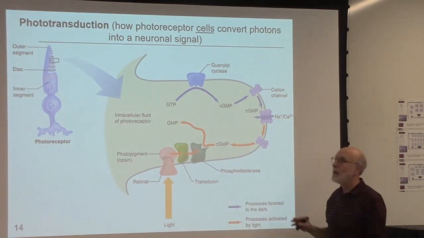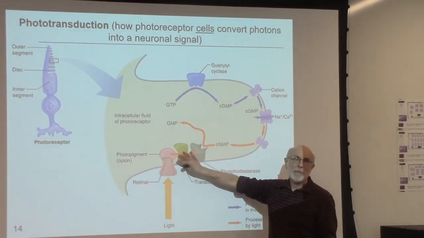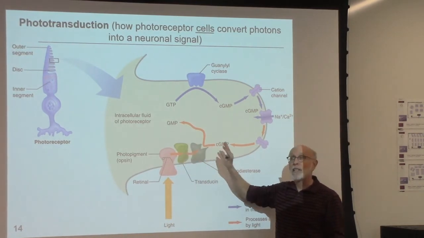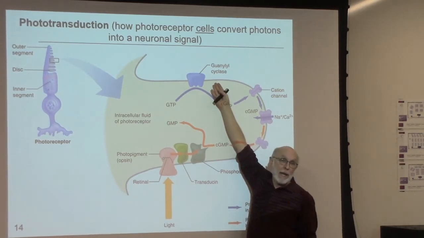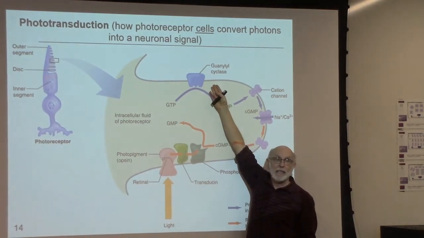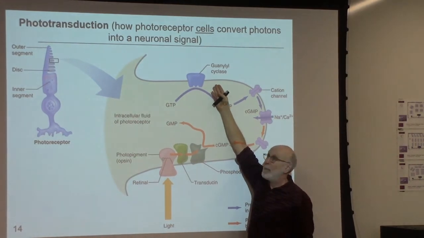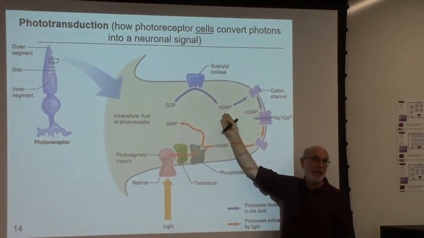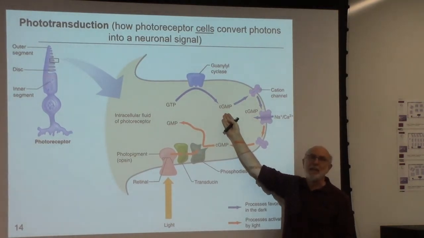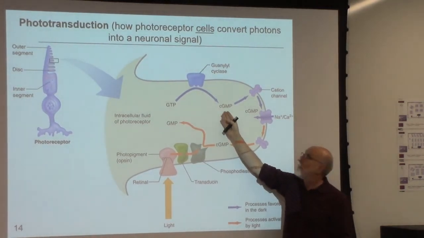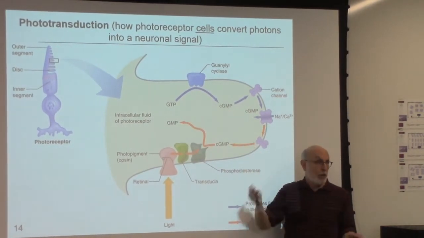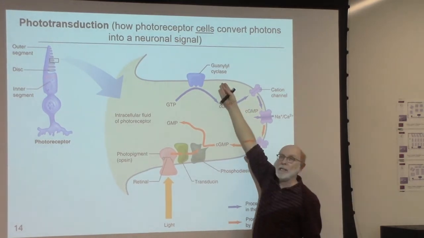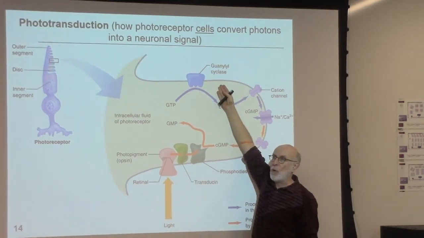We're in the dark. In the dark, this system is not working, but there is activity. There is a lot of activity. In the dark, an enzyme, not adenylyl cyclase, it's called guanylyl cyclase, because it makes cyclic GMP. It's just like adenylyl cyclase except that it's guanylyl. It turns GTP, which you've heard of, into cyclic GMP, which you may not have heard of yet, but now you know.